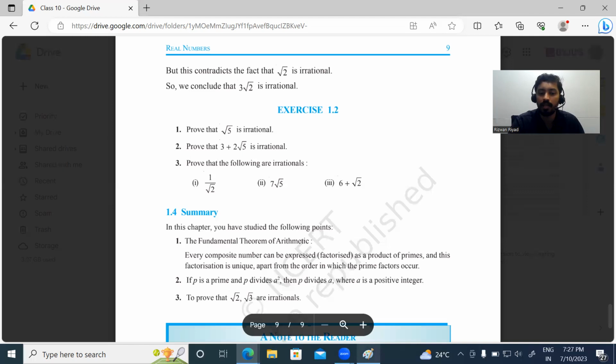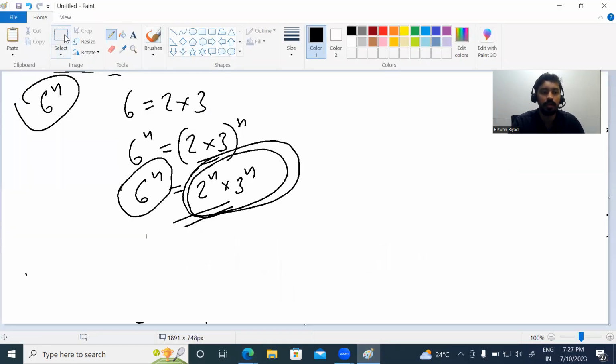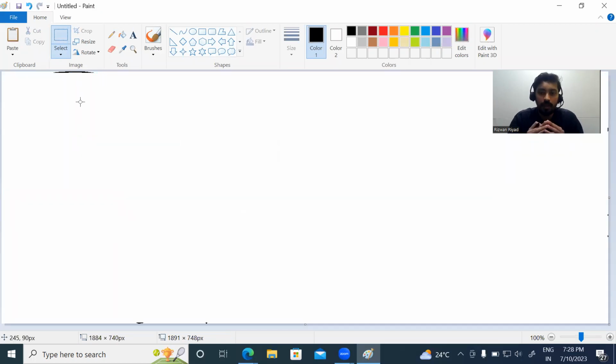Prove that root 5 is irrational. For that, we will use a very interesting method, known as the contradiction method. By using the contradiction method, we can prove that root 5 is irrational. According to this method, in the beginning, we will assume the opposite of what we need to prove. Here we need to prove that root 5 is irrational. So in the beginning, we will assume the opposite of that.